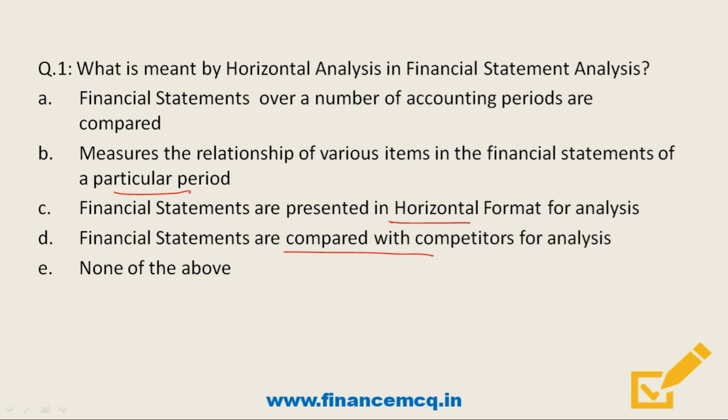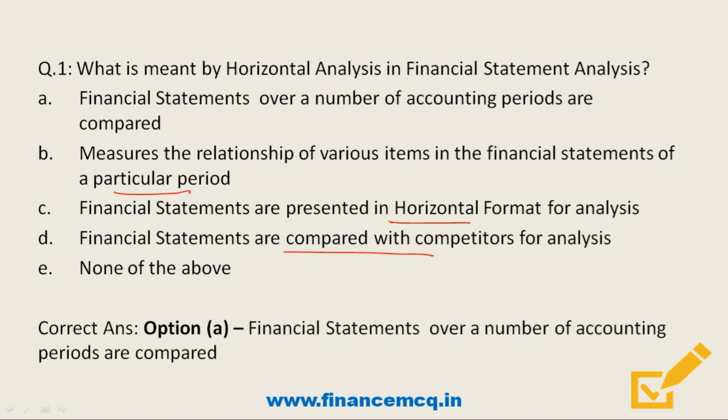So friends, remember that horizontal analysis means when financial statements over a number of accounting periods are compared. So the correct answer is option A. And what is vertical analysis? So friends, remember that vertical analysis happens when we measure the relationship of various items in the financial statements of a particular period and not over successive periods as in case of horizontal analysis.